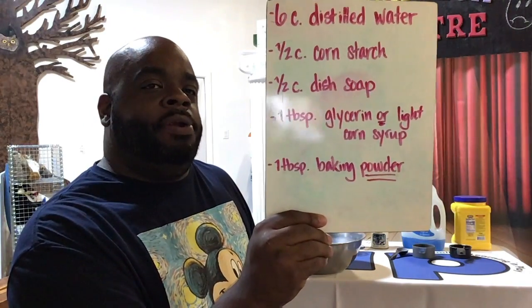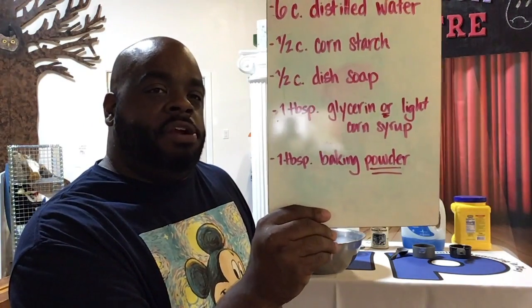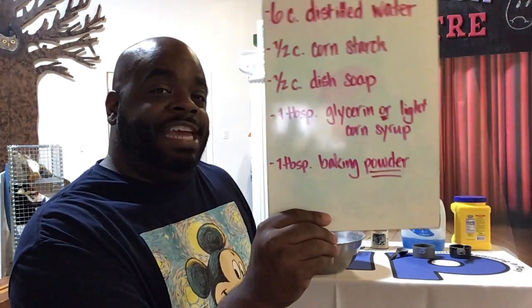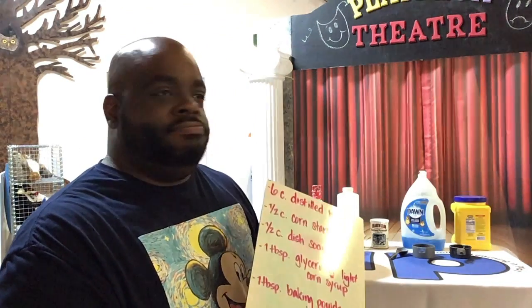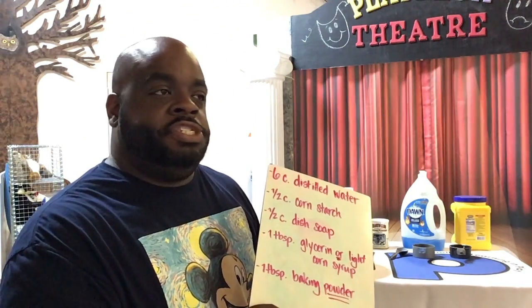6 cups of tap water, right? A half cup of cornstarch, half cup of liquid dish soap. I'm using Dawn over there, right? Dawn, Joy, Dial, dish soap, it all works. I'm using Dawn because I like the color blue, and that's what I have on hand. So that will work just fine.